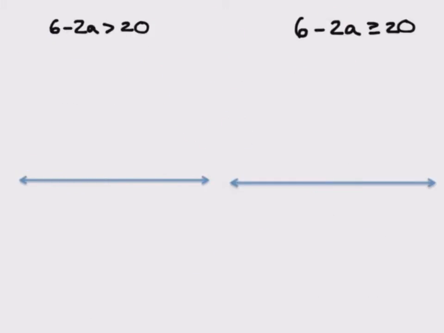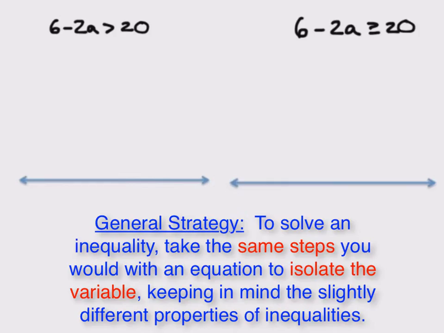Here are two more inequalities that are slightly tougher, but the strategy remains the same. First things first, we want to isolate a variable, keeping in mind our properties of inequality. So in the first example on the left, I think we're going to want to start by subtracting 6 from both sides.